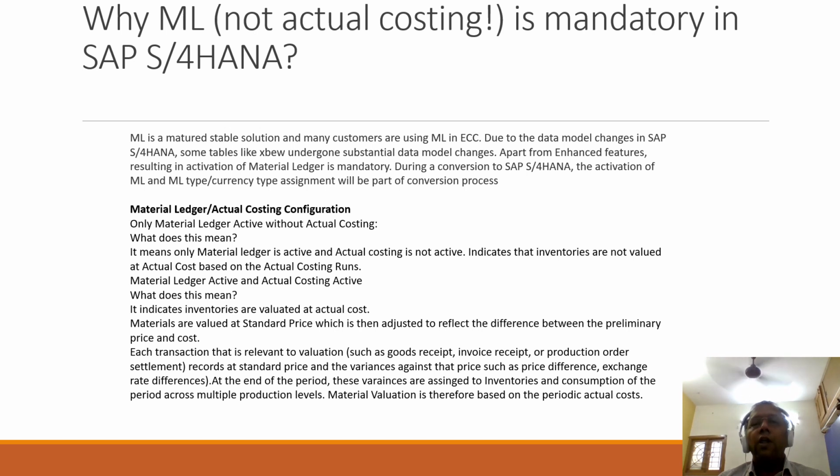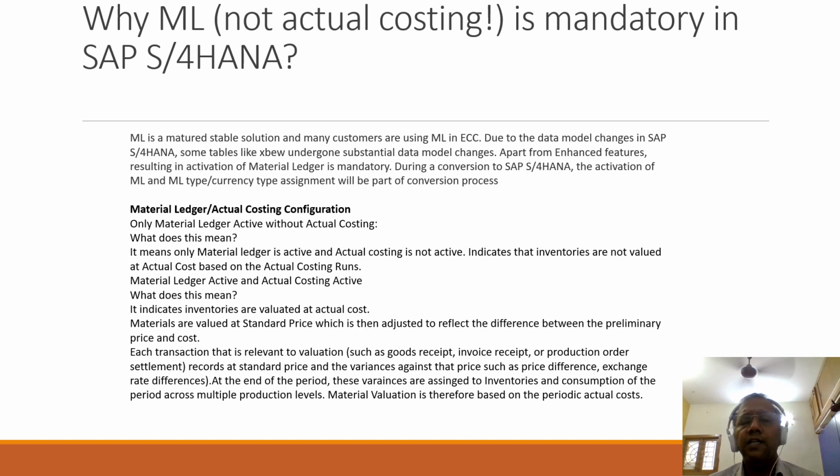Why material ledger, not actual costing? This is mandatory in S4. As you see in ECC and the previous SAP R3, the material ledger did not need to be activated compulsorily. But in S4 HANA, it has become mandatory. Why has it become mandatory? It is due to some data model changes in SAP, substantial product and process changes, and enhanced features, resulting in activation of the material ledger being mandatory. During a conversion to S4 HANA, activation of the material ledger type and the currency type assignment will be a part of the conversion process.